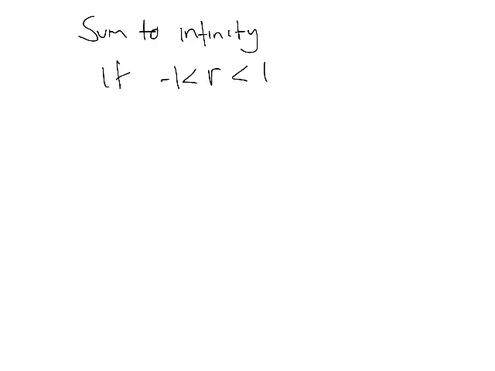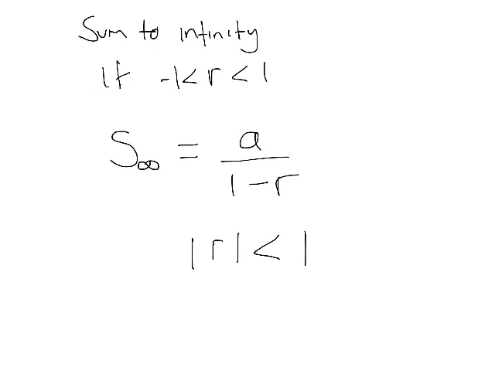So what actually happens is that this geometric series is going to converge, it's going to get closer and closer to a certain number. Now we're going to talk more about this in class, but there's actually a formula for this sum to infinity. We denote the sum to infinity by an S with a subscript infinity, and that is the first term divided by 1 minus R. And again, this is only valid if R is between -1 and 1. Another way of writing this is that the modulus, the absolute value of R, is less than 1.